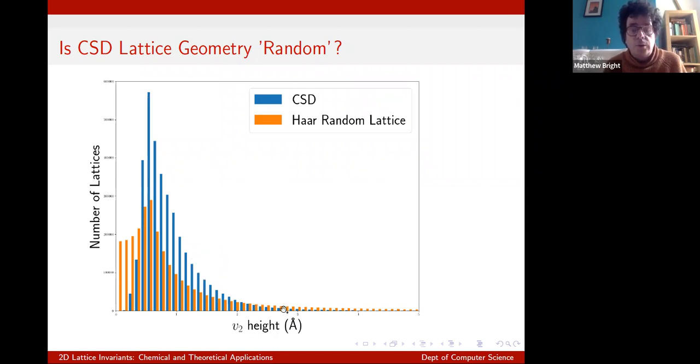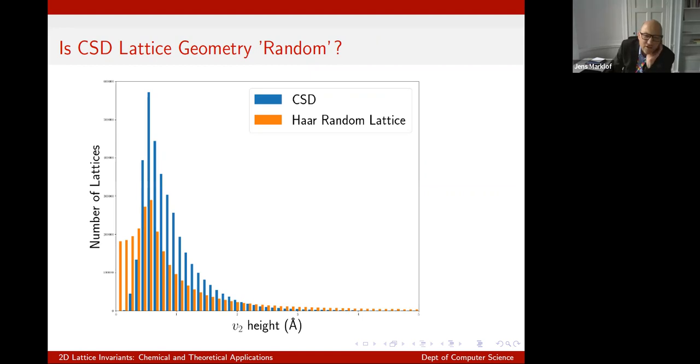So we haven't done any formal comparison of this yet. But if you think about what we're doing, we're taking these naturally occurring lattices and comparing them to a completely mathematically random distribution of lattices. We weren't expecting them to be this similar at all initially. But the more we look at it, the more we see that there are some similarities here. The naturally occurring lattices perhaps occupy more of the space of all lattices than we would expect.